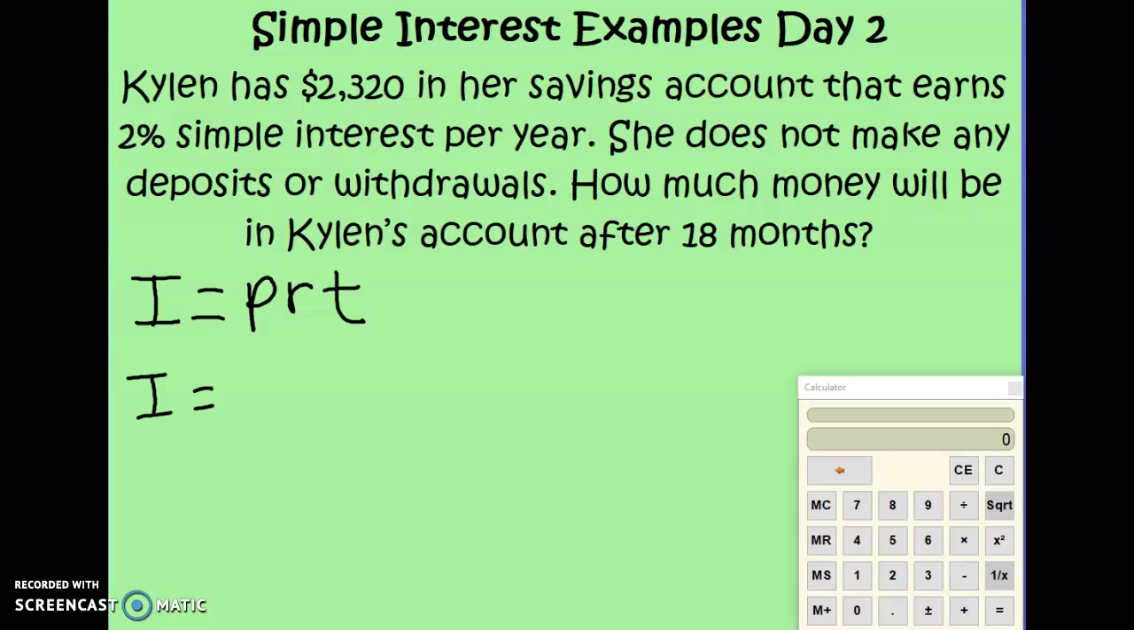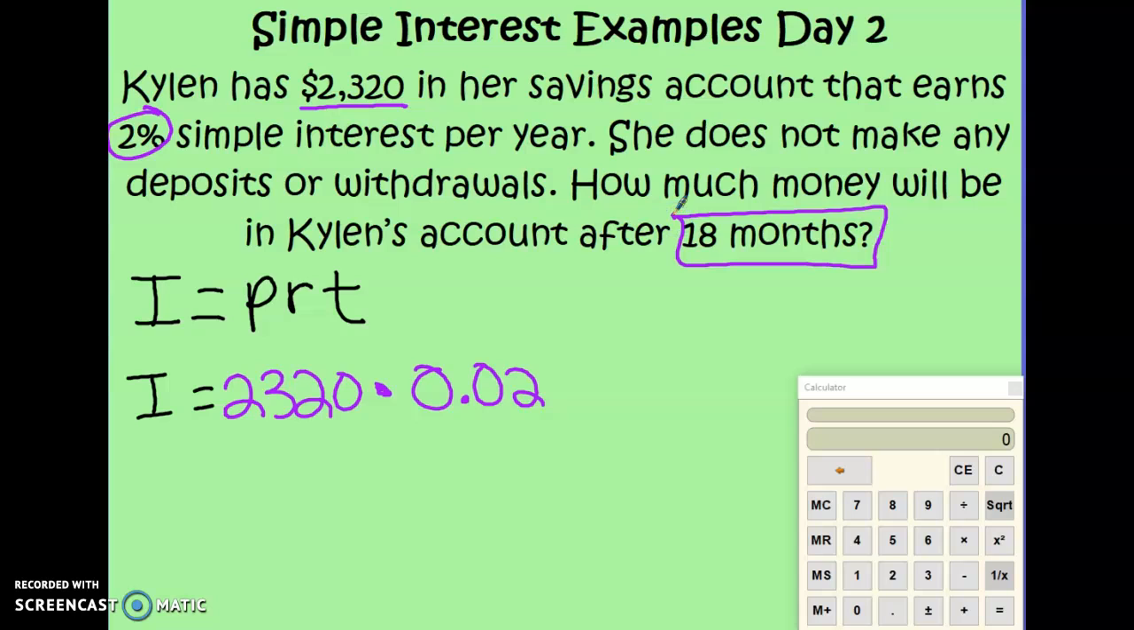Okay, my principal says that she put in $2,320. Our rate is 2%. Remember, we have to write that as a decimal. So 2% as a decimal is 2/100 or 0.02, and it says it's going to be in there for 18 months. Now remember, we're not doing months for time. Time has to be in years. So I've got to figure out how many years is 18 months.